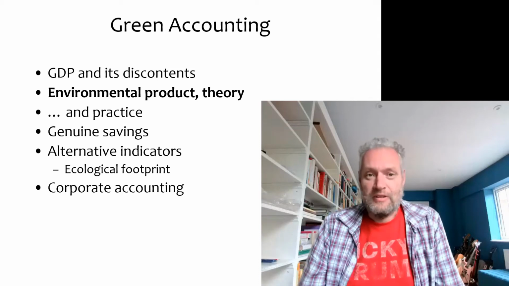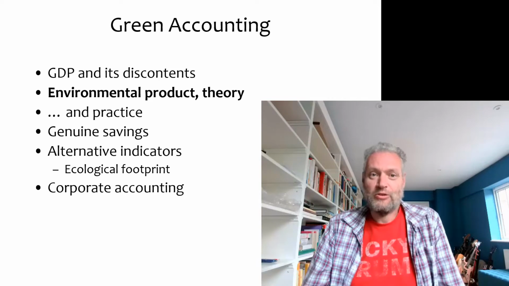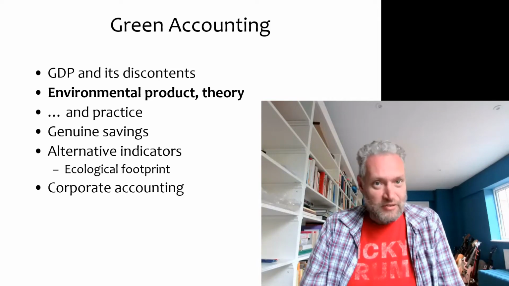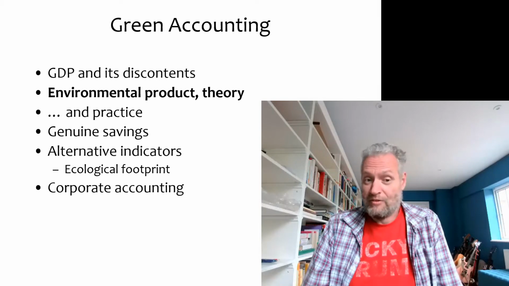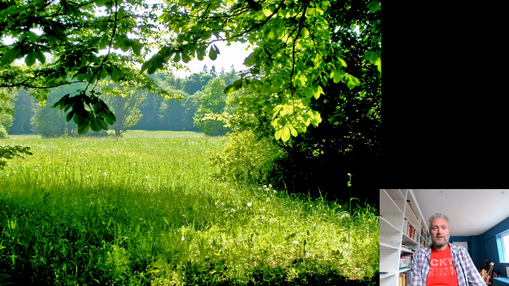I talked about gross domestic product and its problems, and I'm now going to talk about alternatives to the gross domestic product as indicators of economic activity and economic welfare. I'm going to start with the theory of the environmental product. And the question is, how do we bring the natural environment into our indicators?